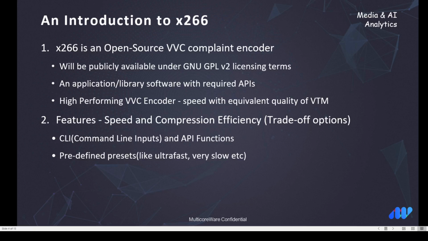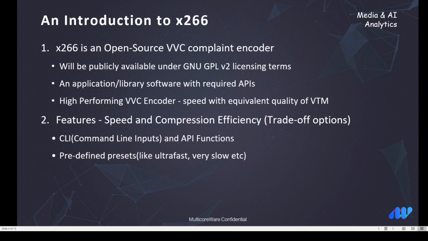Now let's move on to have a brief introduction to X266. X266 is a VVC compliant encoder. Soon we will make it publicly available under GPL v2 licensing terms. X266 is similar to X265 in the sense that it's an application library combination software with all the required API functions to make the application library communication provided. When compared to VTM, which is the reference software of VVC, X266 will be a high-performing VVC encoder in terms of speed, maintaining similar quality of VTM.